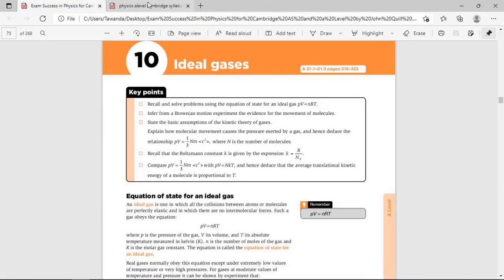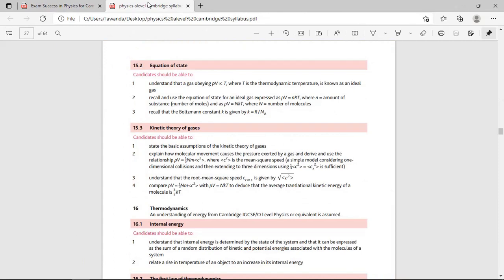Right, we are now moving on with our syllabus. So today we want to look at equation of state. After that, we might also proceed to kinetic theory of gases. So under the equation of state, the first one, we want to understand the gas laws.